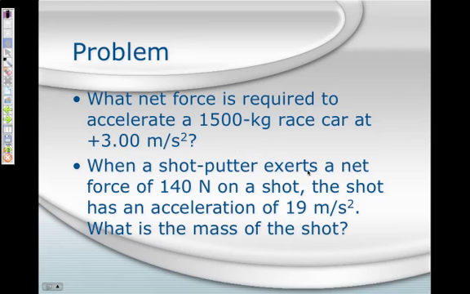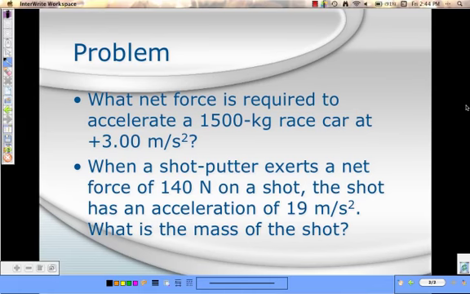Next one. What net force is required to accelerate a 1,500 kilogram race car at 3 meters per second squared? So now we have net force. We would just multiply them together, right? F equals ma. So we have 1,500 kilograms times 3.0 meters per second squared, and we would get 4,500.